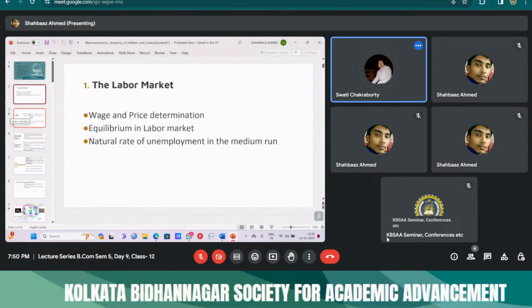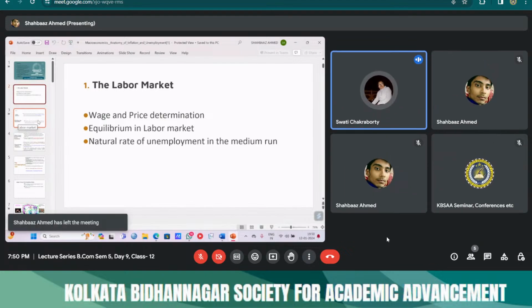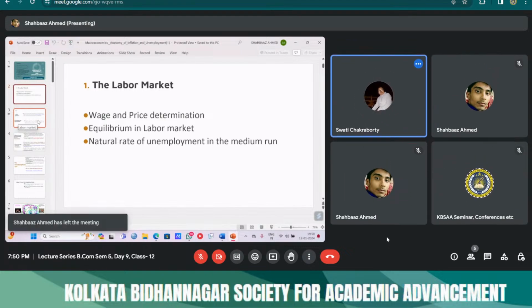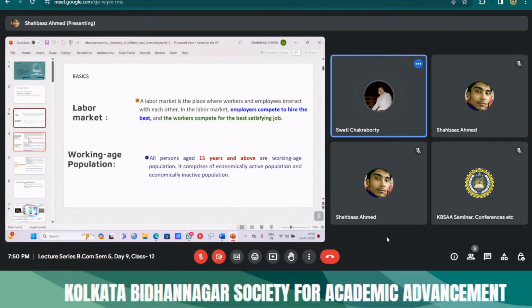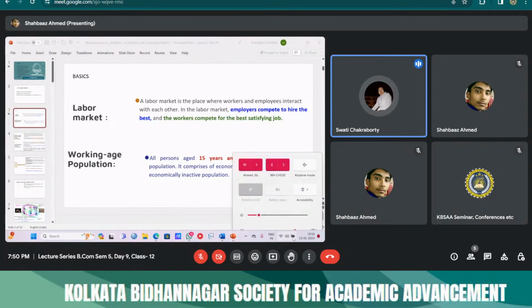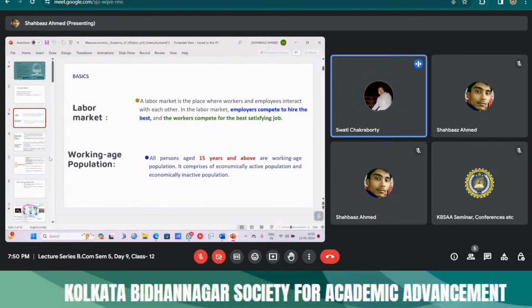So, labor market. What is labor market? Labor market is a place where the workers and the employees interact with each other in the market. Next slide, please. Here the employers compete in the labor market to hire the best, because there is a limitation with regards to skills. Everyone doesn't have the right kind of skills. That is one side. The other side is where the workers or the employees also compete for the best satisfying job. They want to get the best. So there's competition from the employer's point of view and from the workers' point of view.